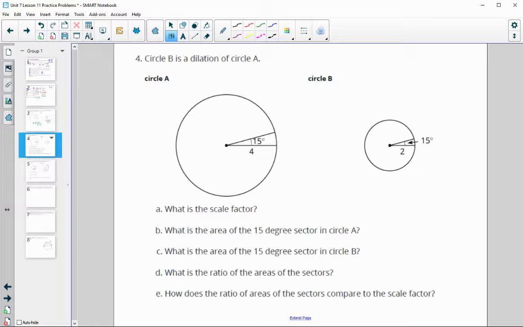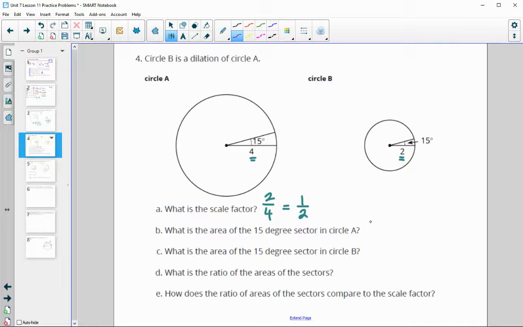Number 4. We've got circle B is a dilation of A. So A is the original, B is the new one. What's the scale factor? Take the image divided by the original. So 2 divided by 4 gives us 1/2 as the scale factor. What is the area of the 15-degree sector in circle A?